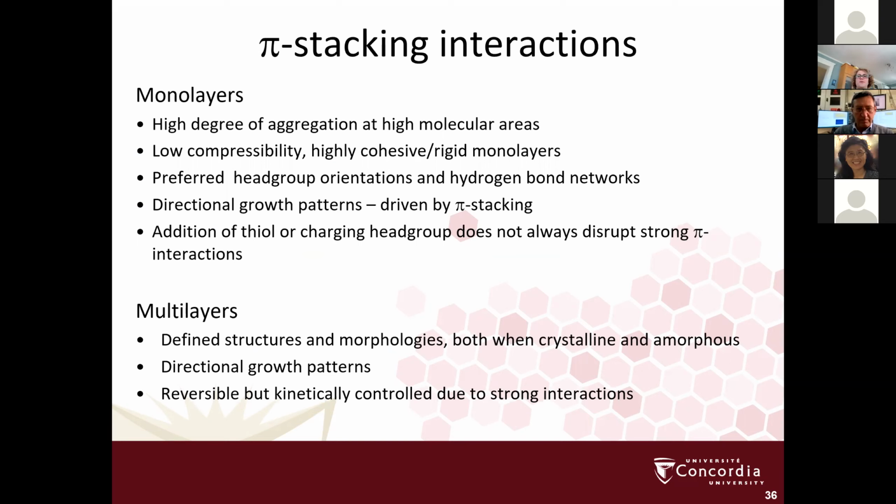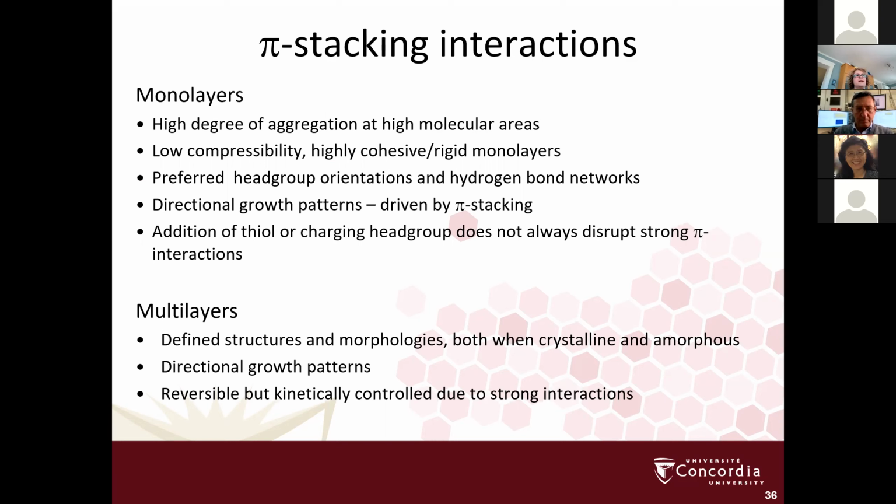So let me tell you a bit about what we've been able to learn thus far. Our monolayers with pi stacking interactions all show a high degree of aggregation at these high molecular areas. So they form these very cohesive monolayers with defined structures immediately upon spreading. They're all rigid. I haven't shown the rheology measurements, but we have those as well, and they're all very rigid. We have done the compressibility, which I've shown you.